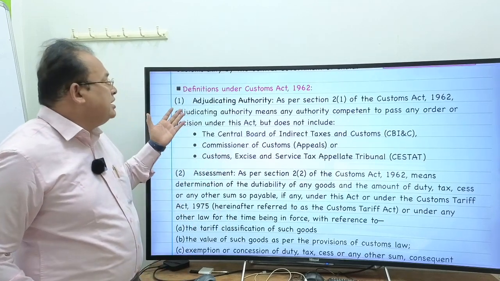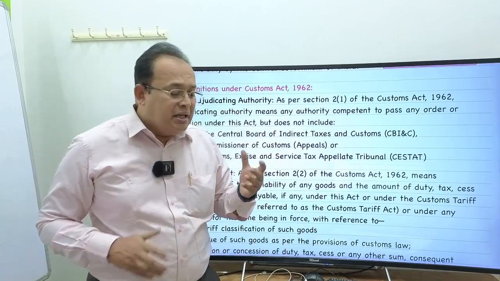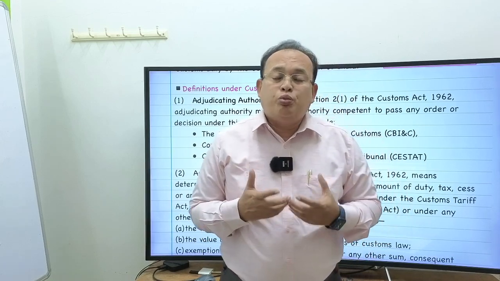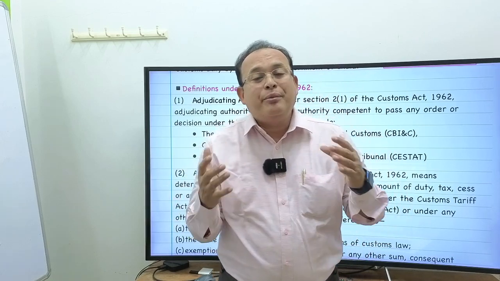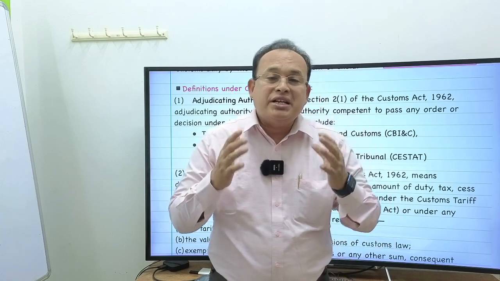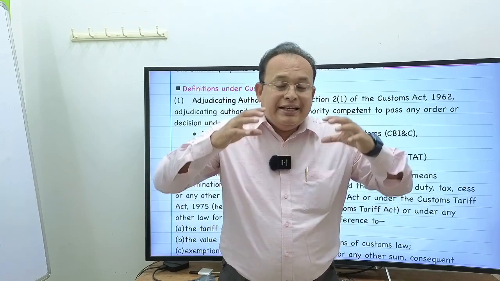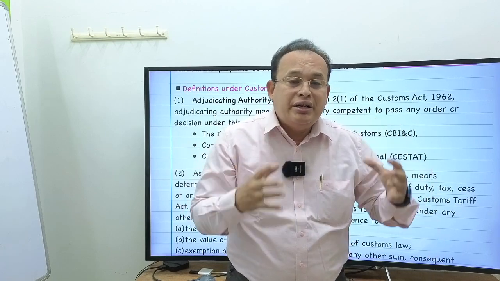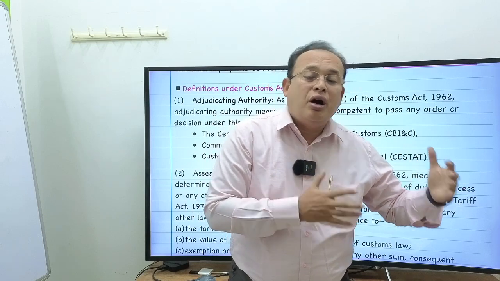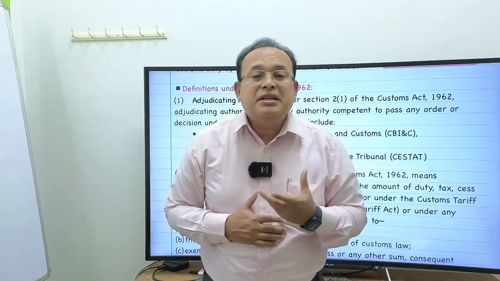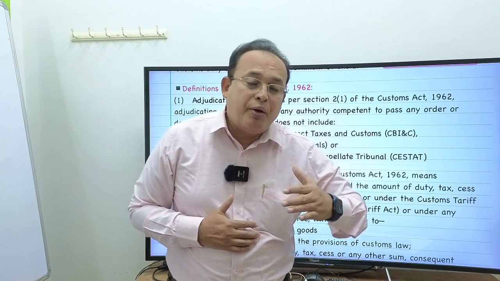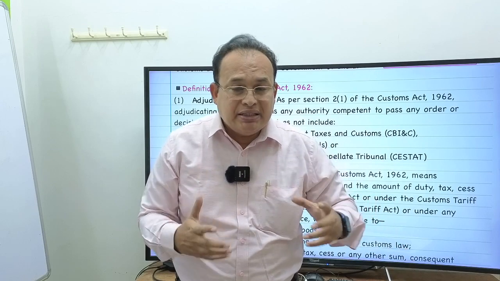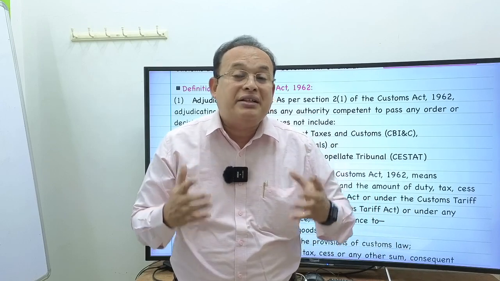One by one I am referring here. Adjudicating authority is nothing but the authority which adjudicates the orders, thereby protecting the interest of the revenue. In simple terminology, the adjudicating authority is an authority which is involved in day-to-day operations of the Act, ensuring smooth functioning of the provisions of the Customs Act 1962, followed by the rules and regulations along with the Customs Tariff Act 1975.